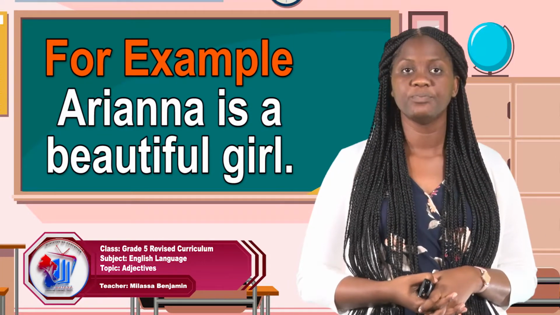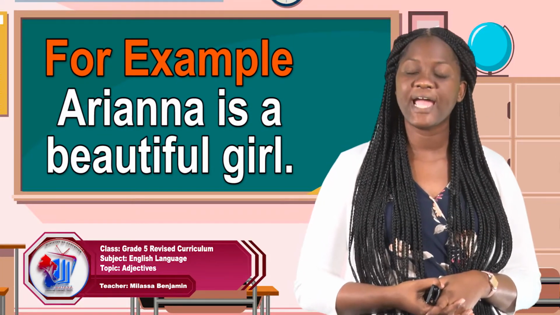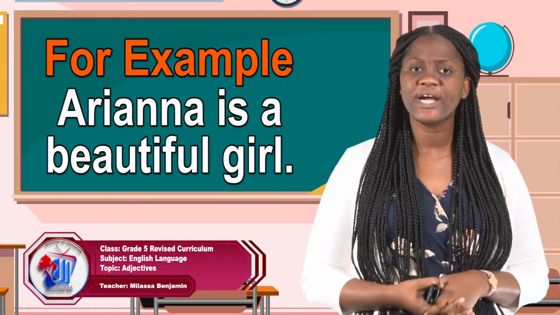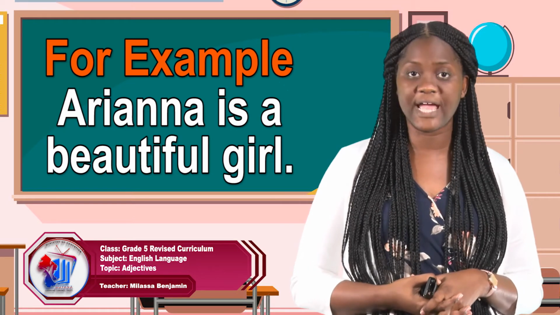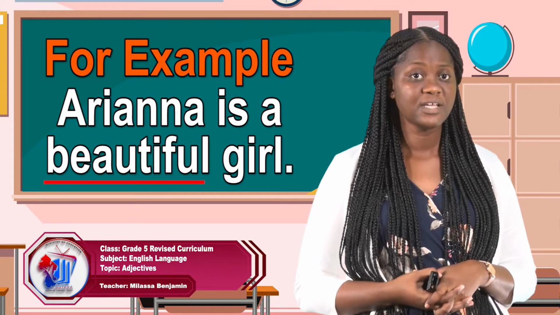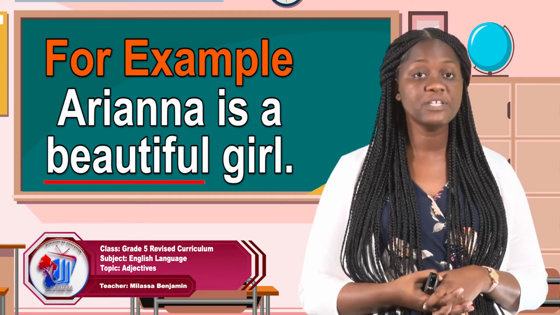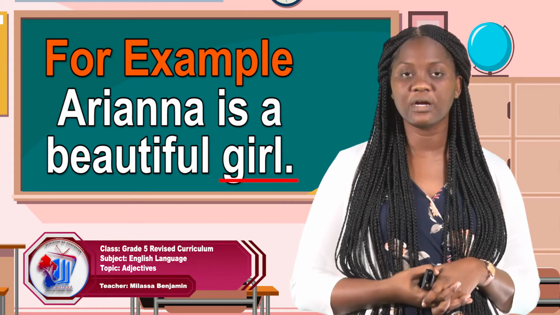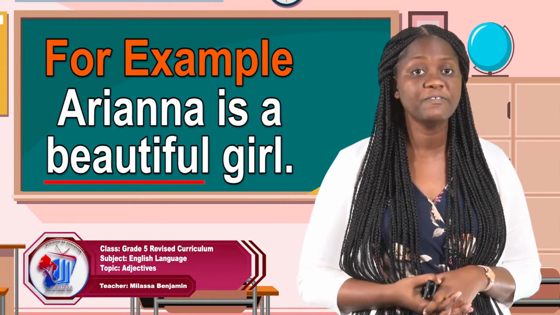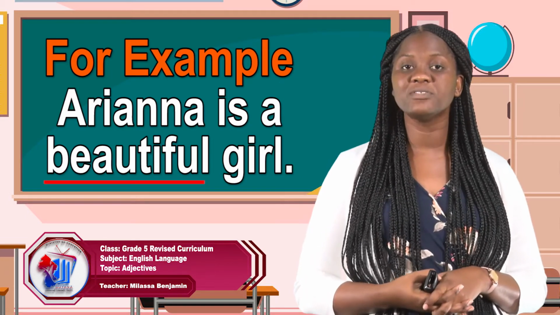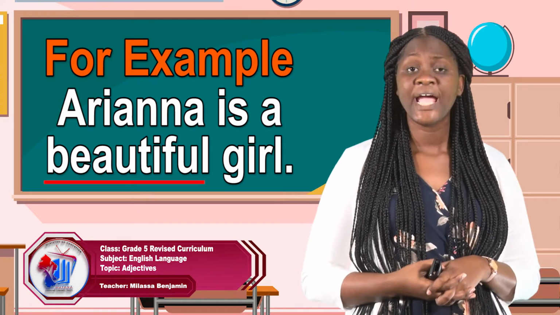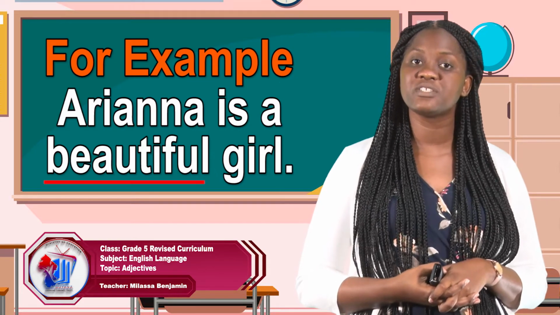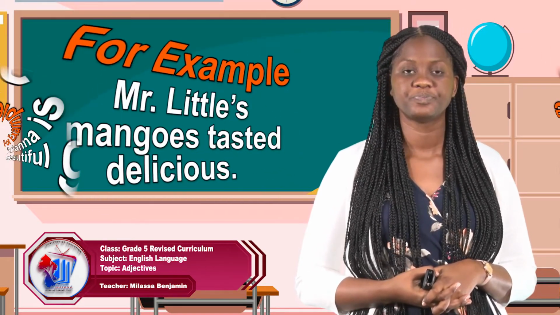For example, if we say, Ariana is a beautiful girl, which word tells us more about Ariana? Yes, the word is beautiful. Beautiful modifies the noun girl. That is, beautiful is telling us more about the girl, Ariana. And in this case, it is describing, and so it is a descriptive adjective.